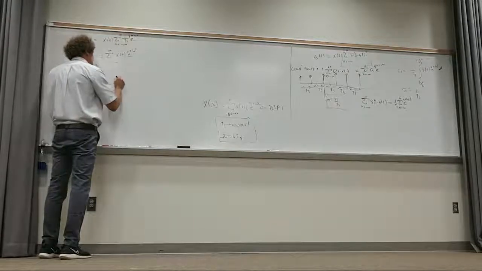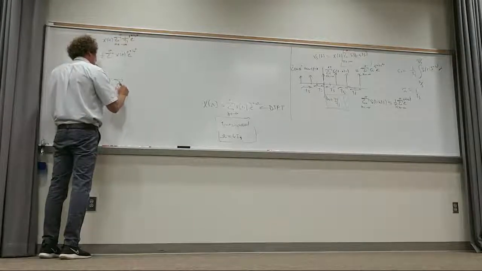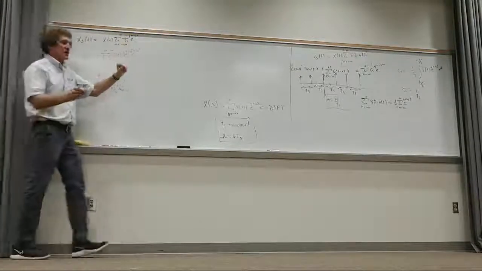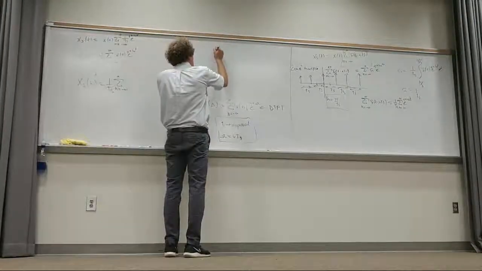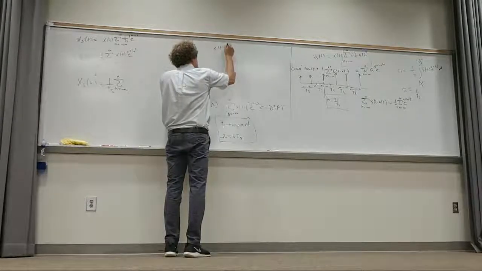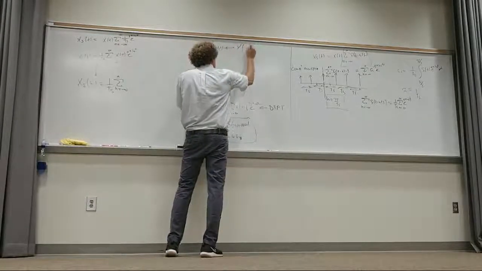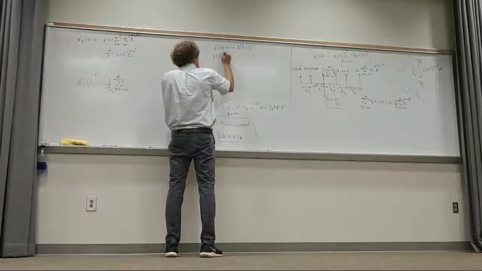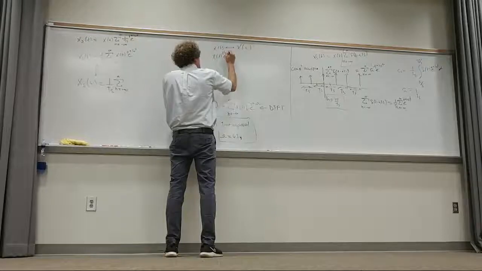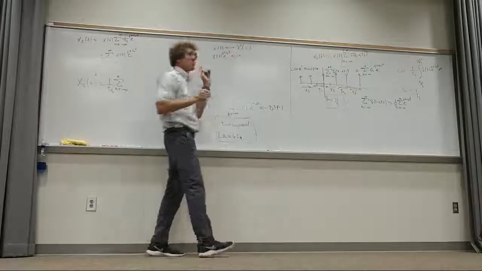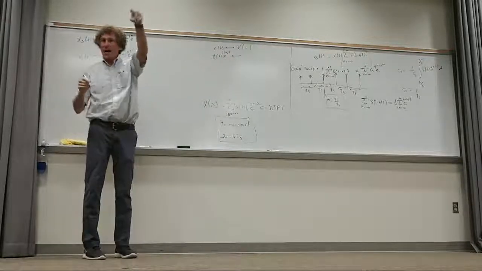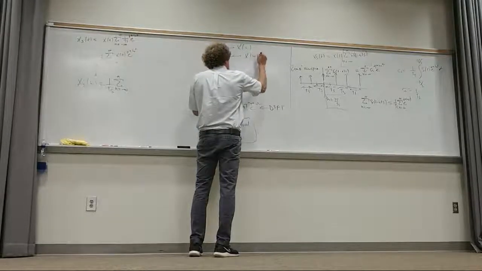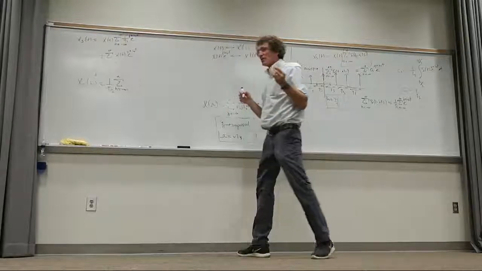Now I have a sum. Nothing changes with that sum. It's over n. But now, what is the Fourier transform when I have x of t go to x of omega, what does x of t times e to the j omega not t go to? Anybody? Yeah, that's right. X of omega minus omega naught, right? Do you all agree with that?